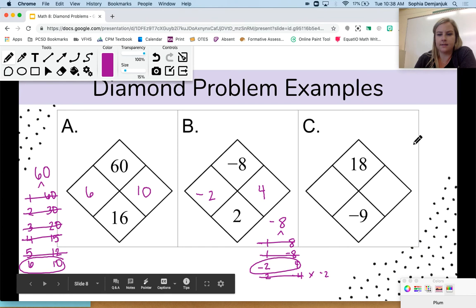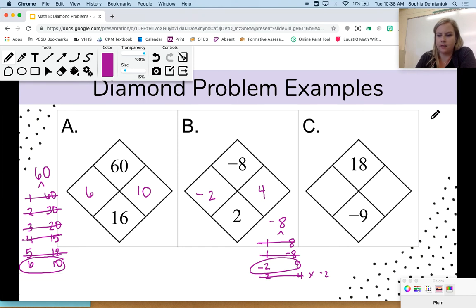And then that last example, we have 18. We have to list out everything that multiplies to 18. So 1 and 18, 2 and 9, 3 and 6. 4 doesn't go into it. 5 doesn't go into it. We're back to 6, which we already have on the right side of our table. So looking at this, these all do multiply to +18.